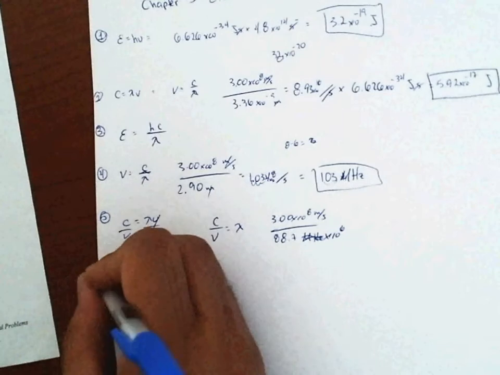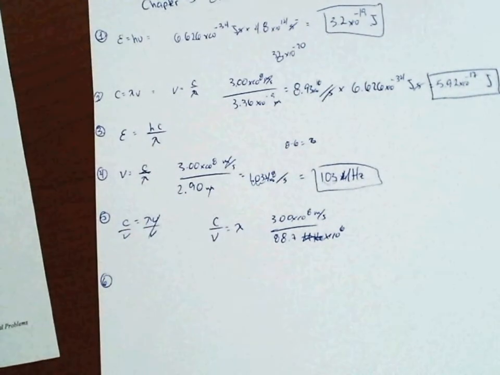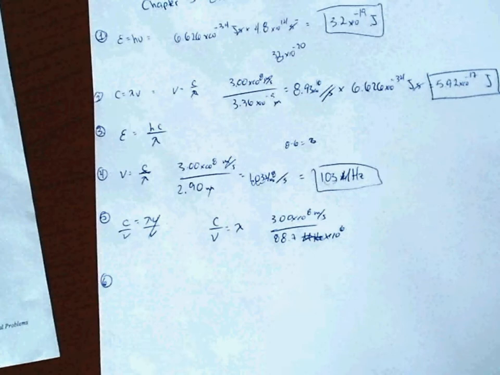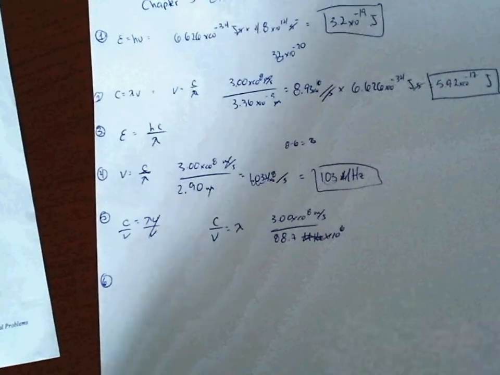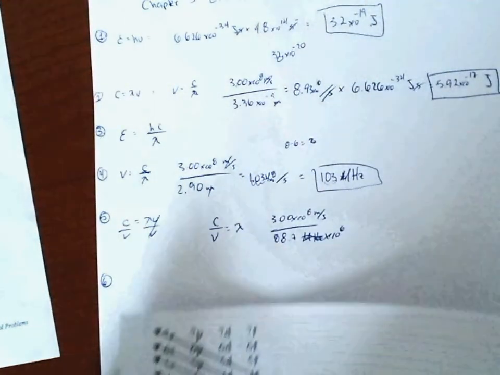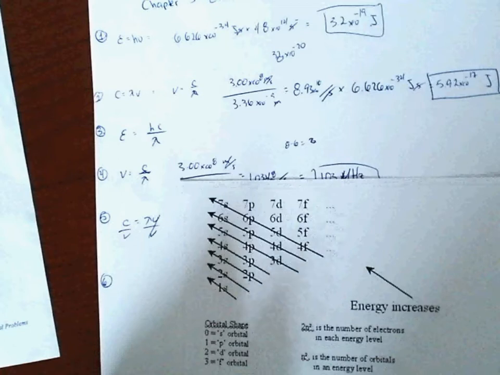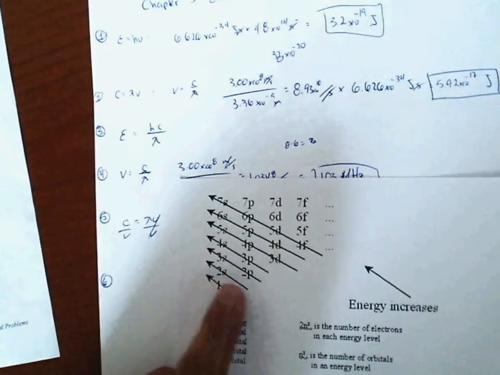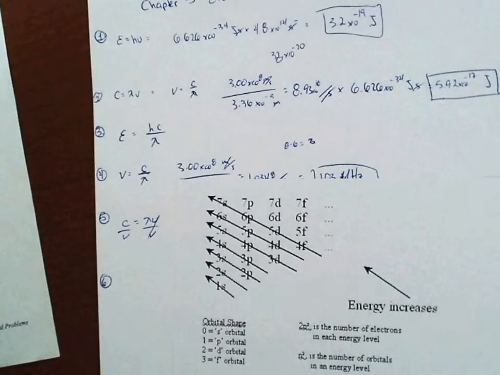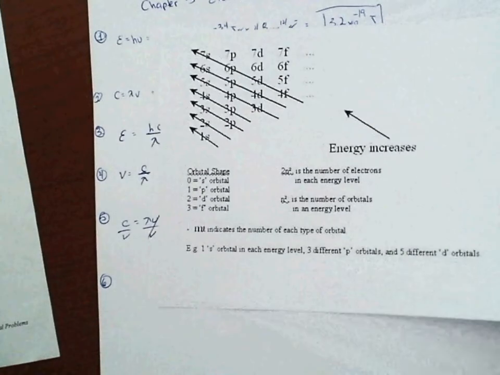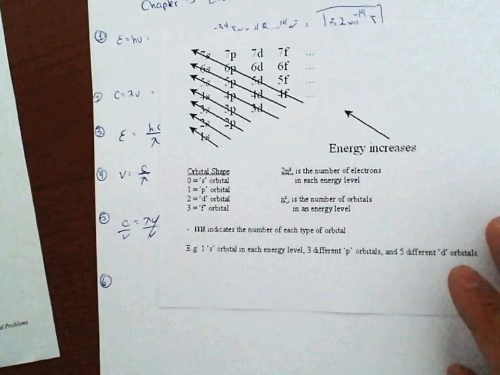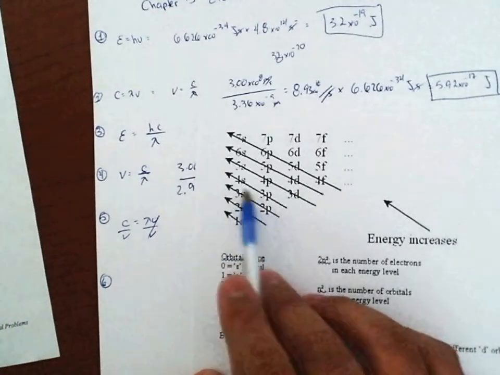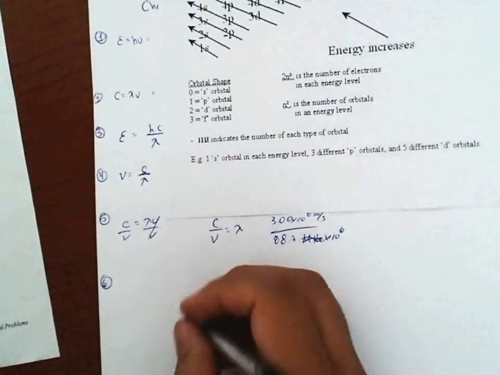All right, number 6, very easy. If you are in one of my classes that has received the cheat sheet, then you have no issues. If your class does not receive the cheat sheet because of the time that I made them, this is the cheat sheet, and it tells you that energy increases as you go this way. So let's see, putting them in order. The largest one I see is 7p. So you're going to go from here, here, here, here, here. So this is the order in which they should go.